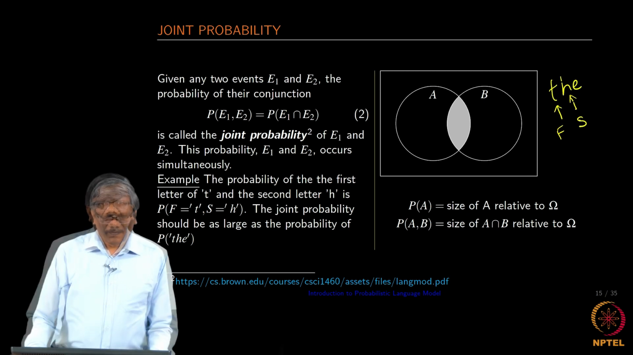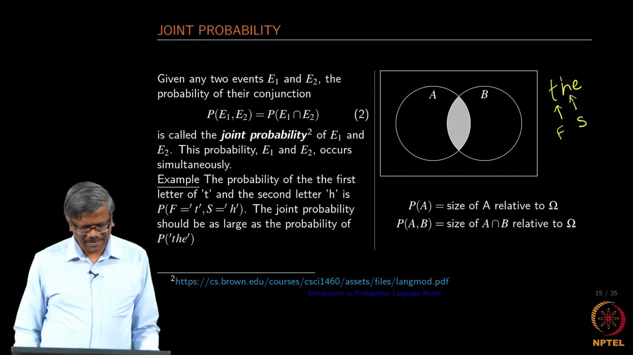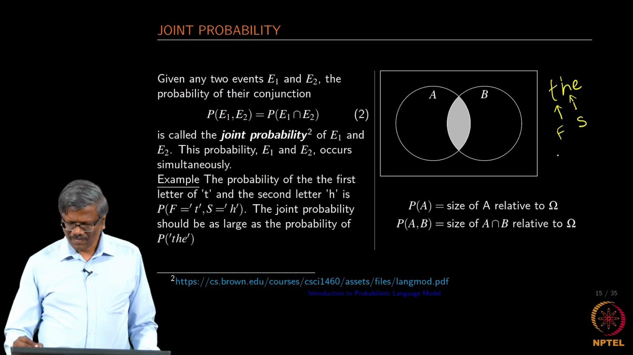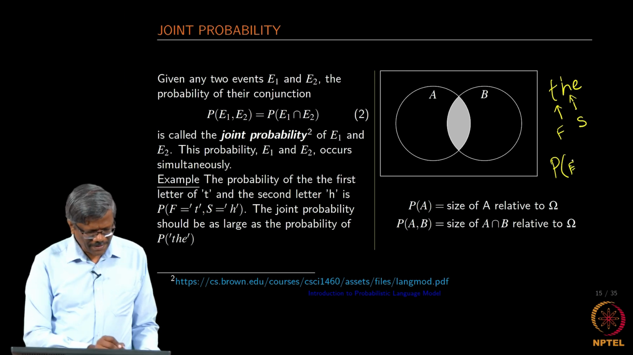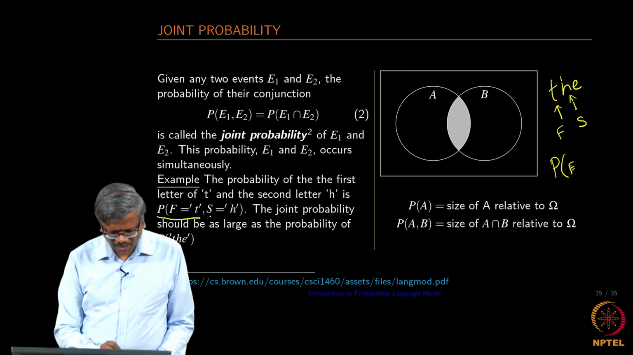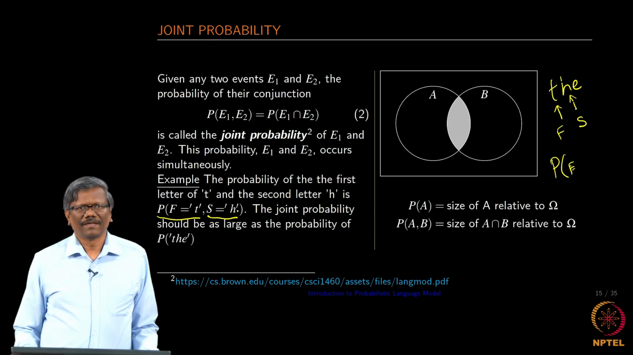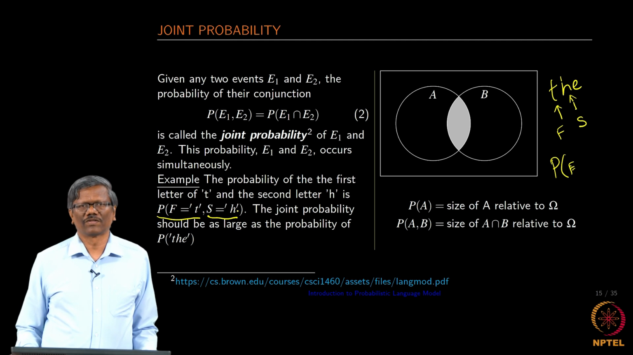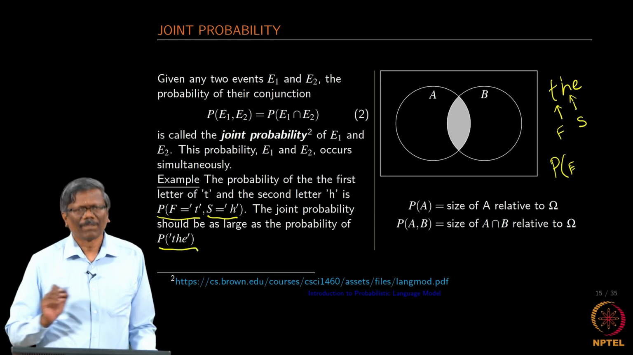examples. Here the probability of the first letter T and the probability of the second letter H is the probability of F equal to T, comma S equal to H. So, this is the joint probability, and this probability should be as large as the probability of the event D.